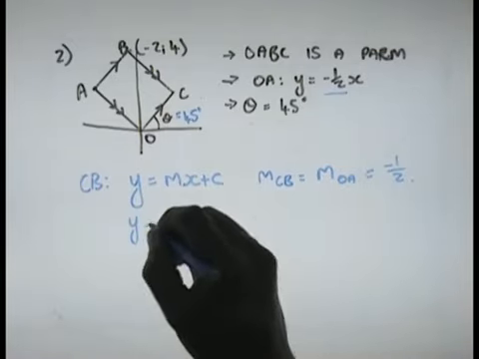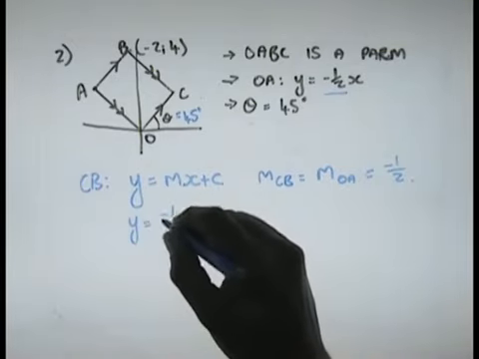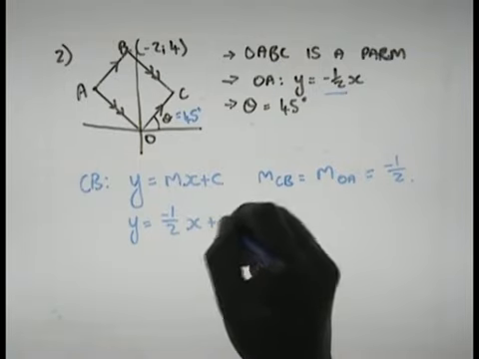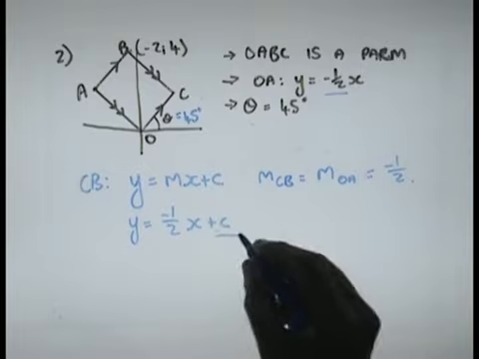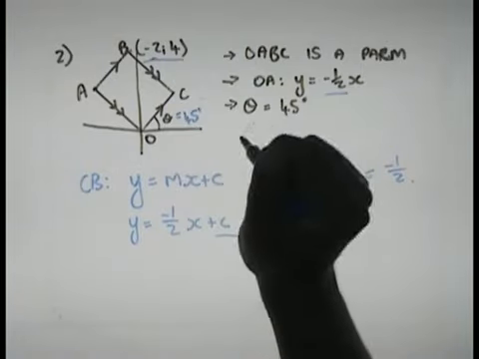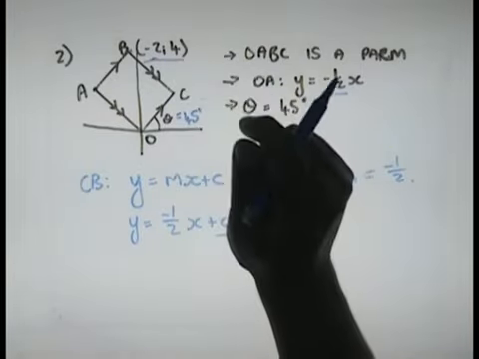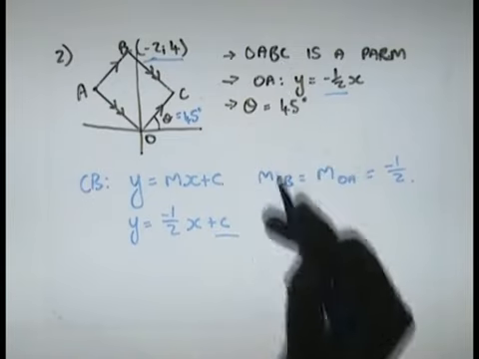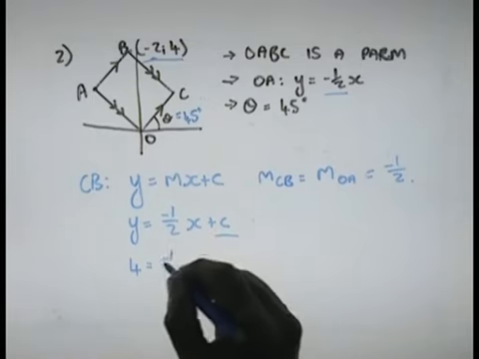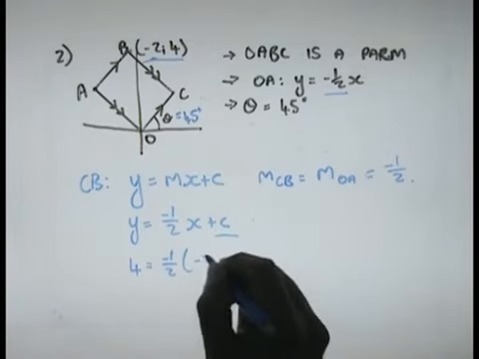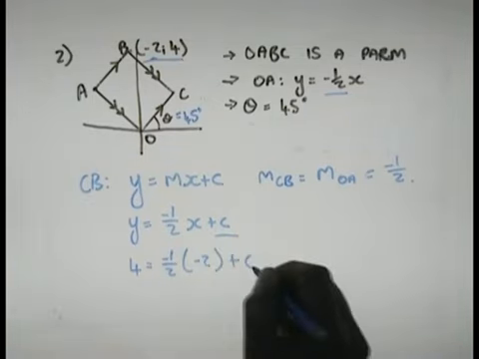That means that the equation of CB reads y is equal to negative 1 over 2 x plus c. To calculate c, we substitute the point that we do have in, which is x is equal to negative 2, y is equal to 4. That means that 4 is equal to negative 1 over 2 multiplied by negative 2 plus c.